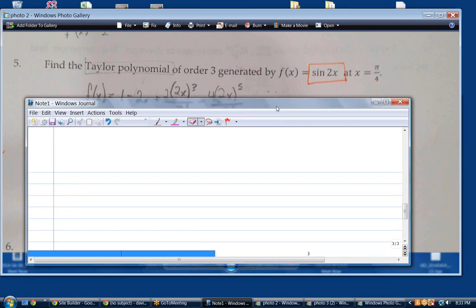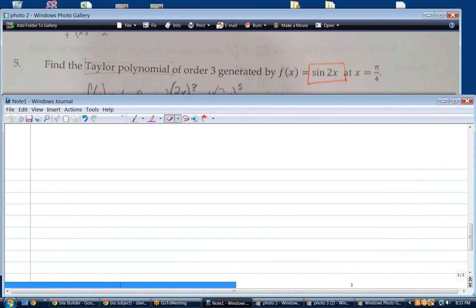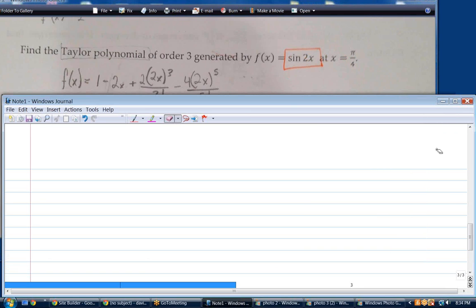Well, I already know what the equation for sine of x is, so can't I just plug in 2x? Well, that's a good point. Centered at x equals pi over 4. So we're going to have a, see, this is the difference. You know what the Taylor polynomial for sine of x is, but you know it for x centered at 0, not for x centered at pi over 4. Okay? So if we figure it out, let's go through it. Shouldn't be too bad.